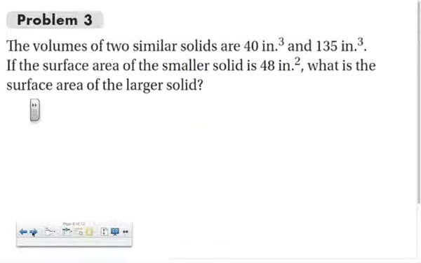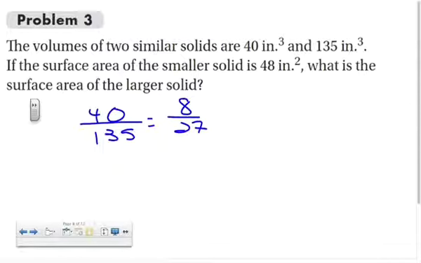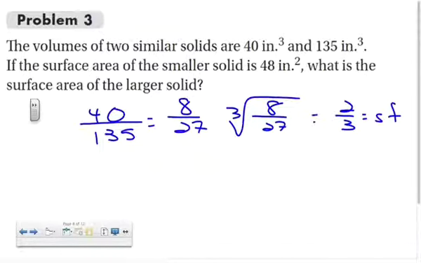Because the cubic root of 40 is yucky, and the cubic root of 135 is also yucky. But if you take 40 over 135 and reduce it, we get 8 over 27. And when you go to take the cubic root of those numbers, it's much friendlier. Whoa! Thank you for bringing that up, though.